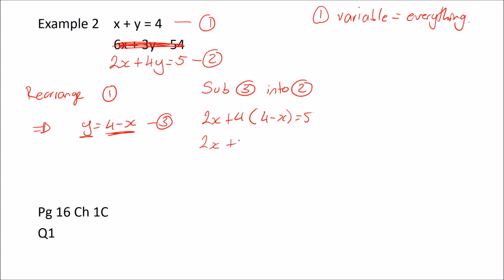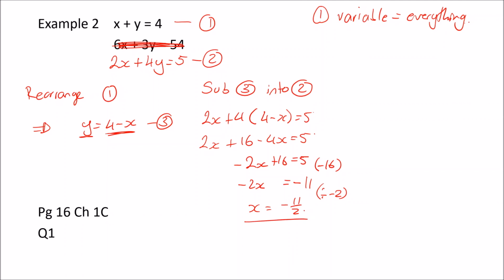So 2x plus 16 minus 4x. Simplify, so we get negative 2x plus 16 equals 5. Take 16 from both sides. Negative, don't you love when your brain freezes? Negative 11. Yep. And then we're going to divide both sides by negative 2. So that is an ugly answer for our x value, but that's what it is.